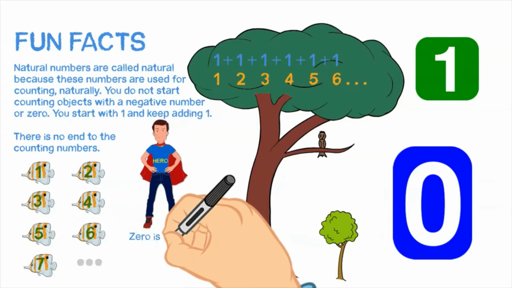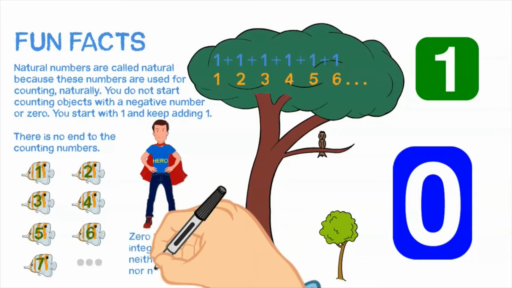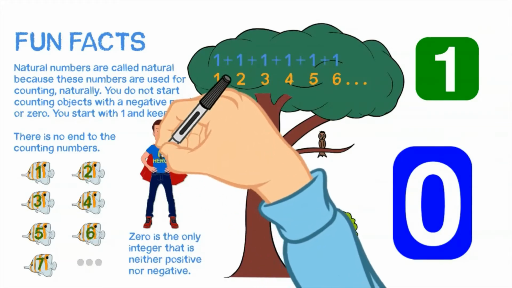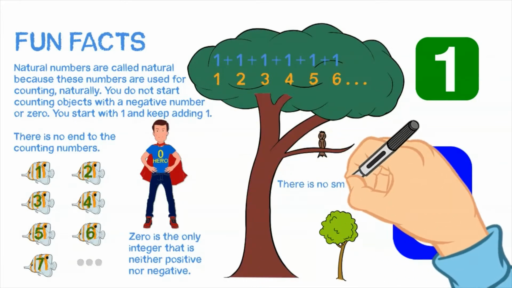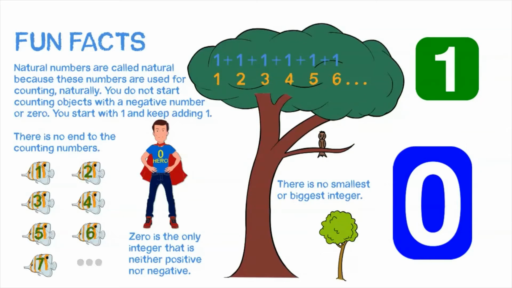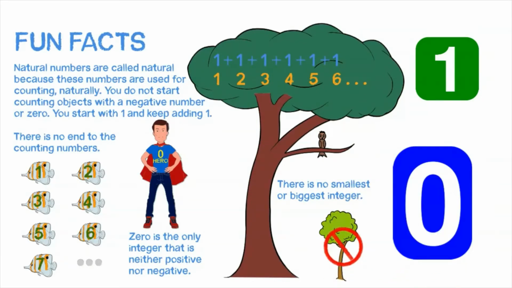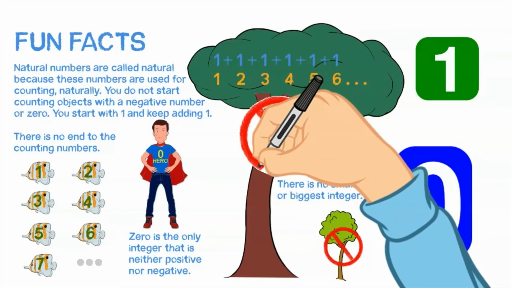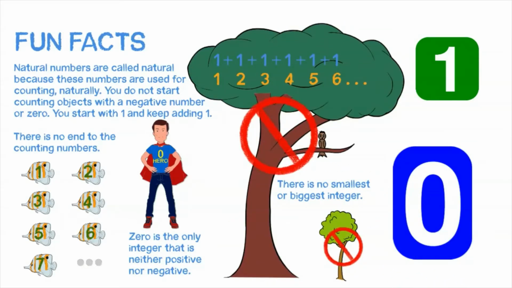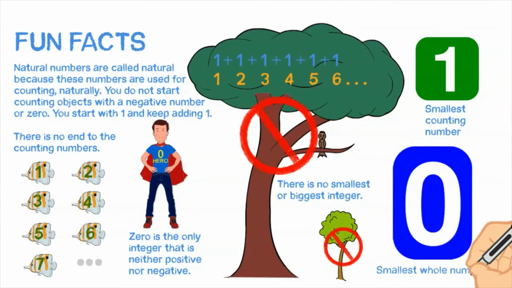0 is the only integer that is neither positive nor negative. There is no smallest or biggest integer. Again, no smallest integer. No biggest integer. The smallest counting number is 1. And the smallest whole number is 0.